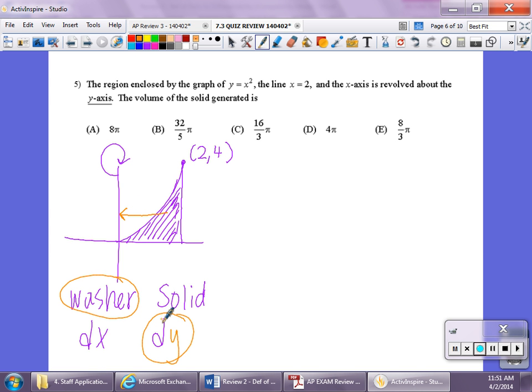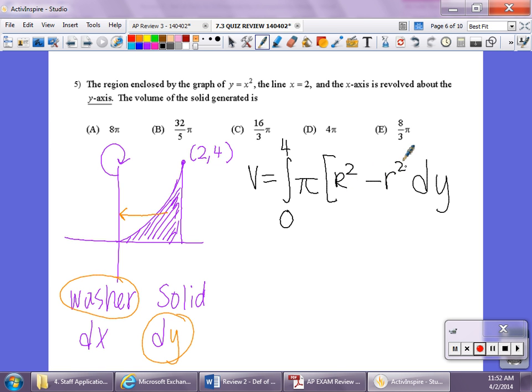Okay? Now that I know that, I'm going to write down my washer formula. My washer formula, which I know it's a dy, what are the y values that I use? The lowest the picture goes is 0. The highest the graph goes, 4. So that tells me my values. I already know it's a dy, and if it's a washer, I should be setting up pi big R squared minus little r squared. That's where I would start. So that's my setup.